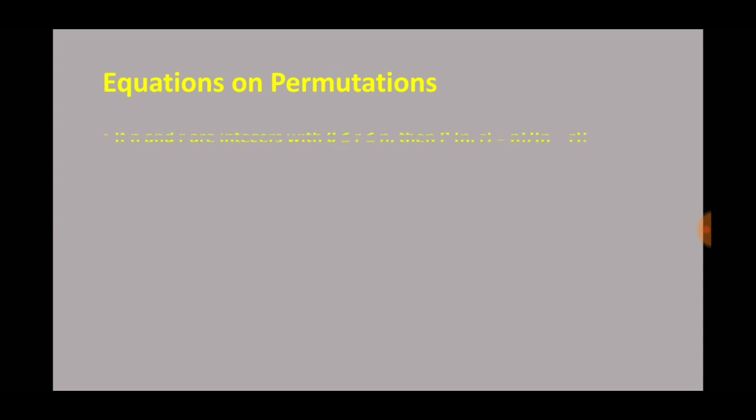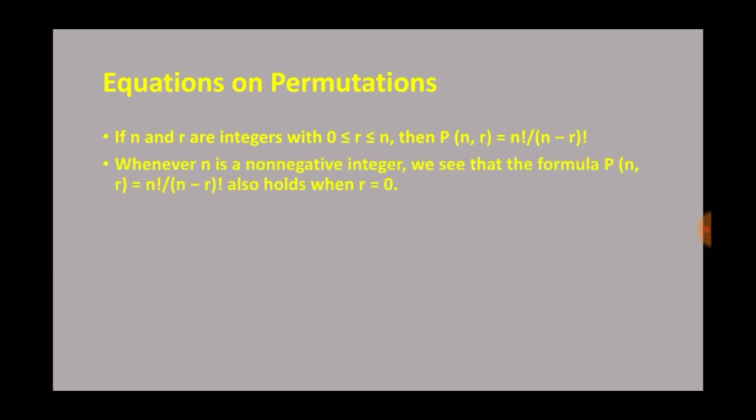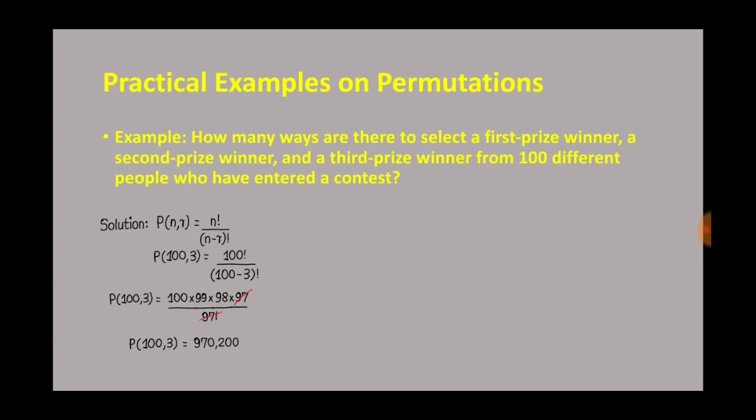Equations on permutations. If n and r are integers with 0 less than or equal to r less than or equal to n, then P(n, r) = n factorial over (n minus r) factorial. Whenever n is a non-negative integer, we see that the formula P(n, r) = n factorial over (n minus r) factorial also holds when r is 0.